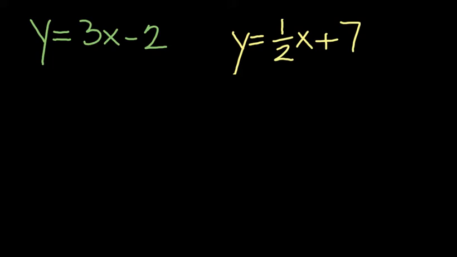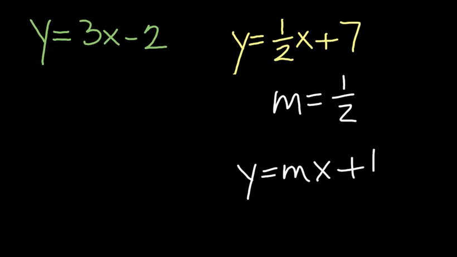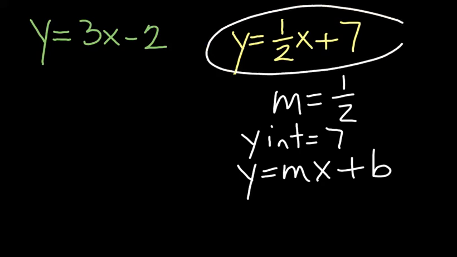Let's take the second equation. The slope of that equation is 1/2. M always stands for slope. Remember, this is y equals mx plus b. The y-intercept is 7. So it's really easy to find the slope and the y-intercept as long as you're in slope-intercept form.